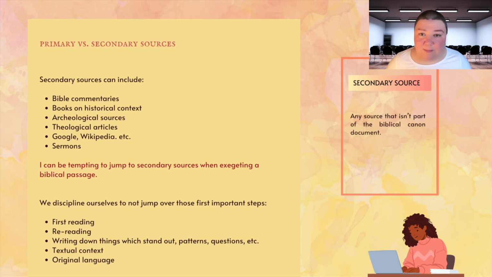Let it simmer. Conduct your first reading of the passage as if you're reading it for the first time. Conduct your second and third and fourth readings, going over the text, writing down things that stand out. Look at it in its immediate context, the nearby verses, chapters, book. Look at the original language. Look at the parsing of words, the grammar. And only when you've done all this, then go to secondary sources if need be.